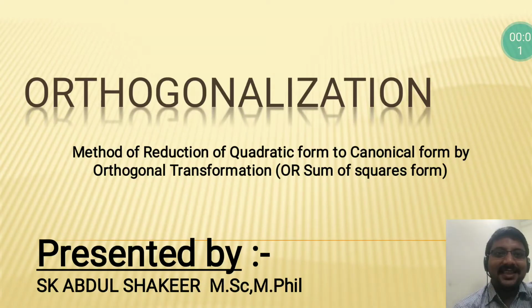Good morning, students. In this session, I will explain orthogonalization, the method of reduction of quadratic form to canonical form by orthogonal transformation. So here, we reduce the quadratic form to canonical form by the orthogonal transformation. The concept is also known as sum of squares form. So here we will discuss reduction of quadratic form to canonical form by the orthogonal transformation, that is orthogonalization.